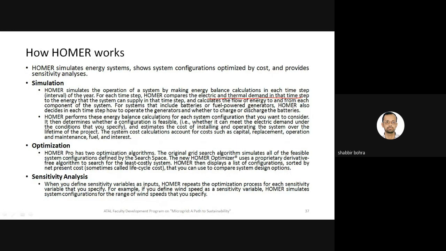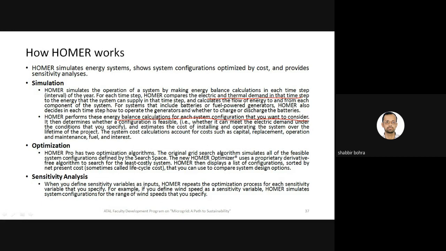Second, Homer performs this energy balance calculation for each system configuration that you want to consider. So if there are three sources, as we had just seen, it will take one source at a time: source 1, source 2, and source 3. Then it will take sources 1 and 2 together, sources 2 and 3 together, sources 1 and 3 together, and then at last it will consider all three sources. As many combinations as are possible, Homer will simulate all those possible solutions.